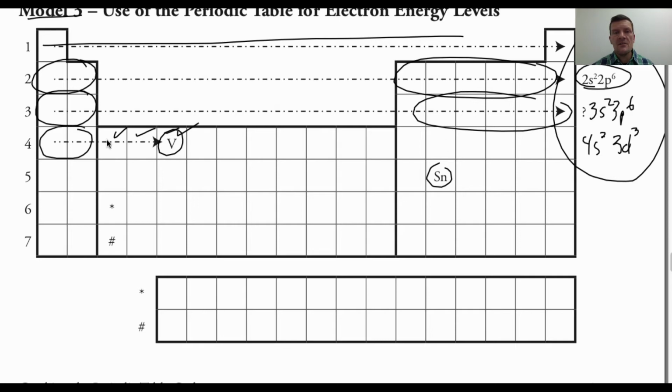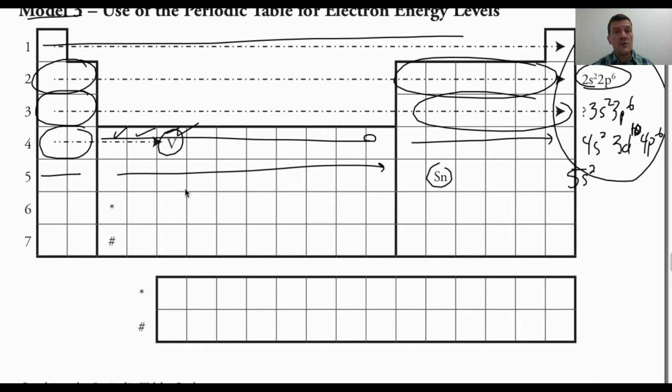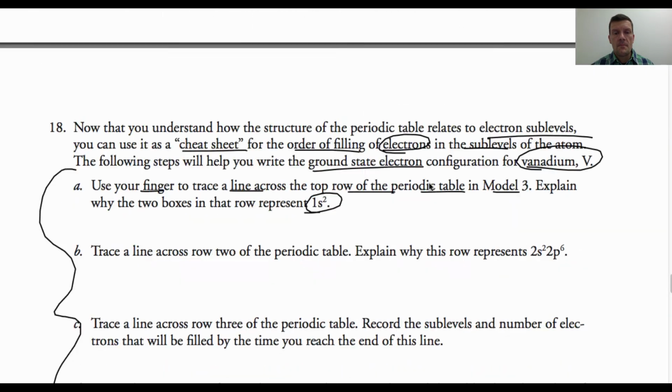If I can just continue now, if I go all the way across the D, this will become 3d10. And if I go all the way across this P block row here, that would be 4p6. And then if I go to the fifth row, that's 5s2. All the way across this D row, that's one less than the row, 4d10. And then I come two deep into this P block on this fifth row, that would be 5p2. I combine all of this to get the electron configuration for tin. Okay?